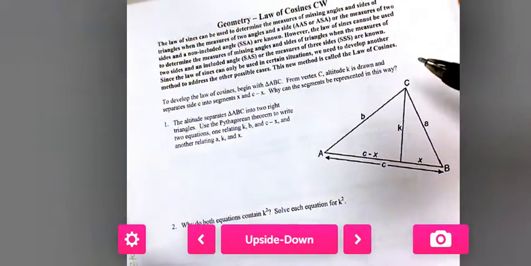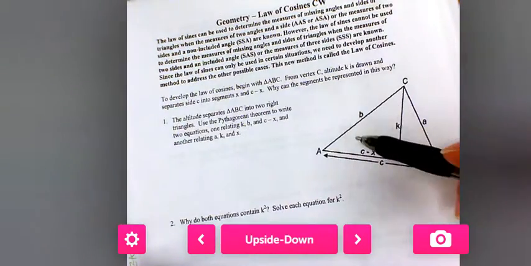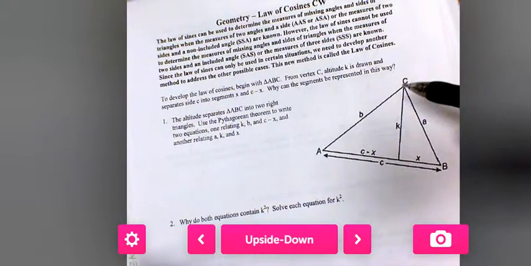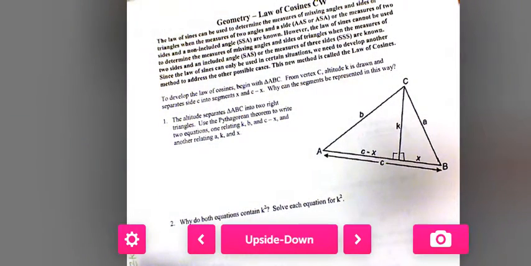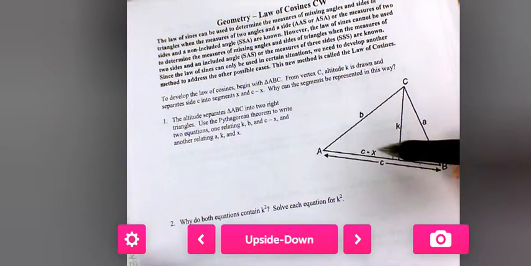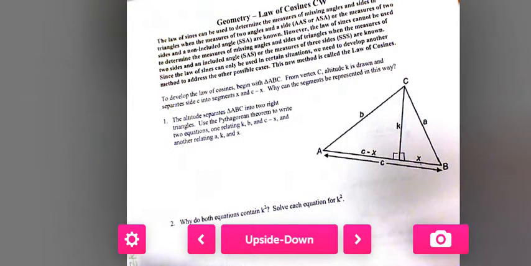Okay, to develop the law of cosines, you're going to begin with triangle A, B, C. C is the vertex, and we draw an altitude with K. Altitudes drop and make 90-degree angles. Okay, that's why we're doing it. And it separates the side into segments X and C minus X. Okay, these segments are like this because this whole thing is C and I'm taking X away from it.